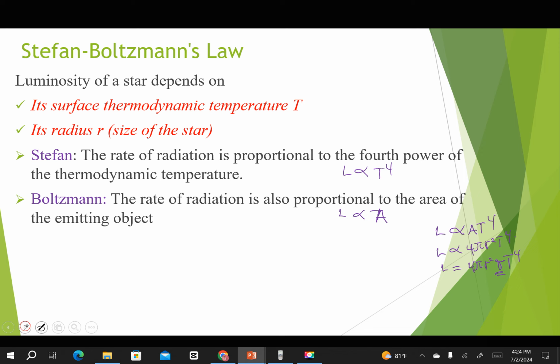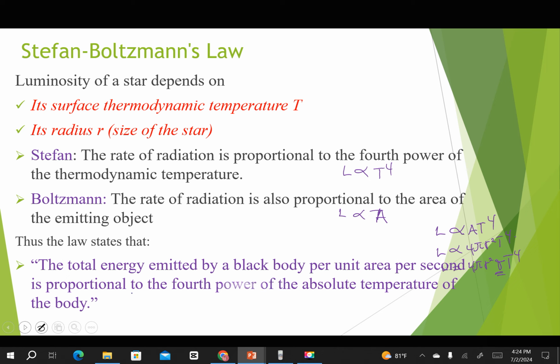So we should be able to state Stefan Boltzmann's law by combining the two. And the law states that the total energy emitted by a black body per unit area per second is proportional to the fourth power of the absolute temperature of the body. Remember, total energy emitted per unit area per second, that is actually the luminosity per unit area, is proportional to the fourth power of the absolute temperature.